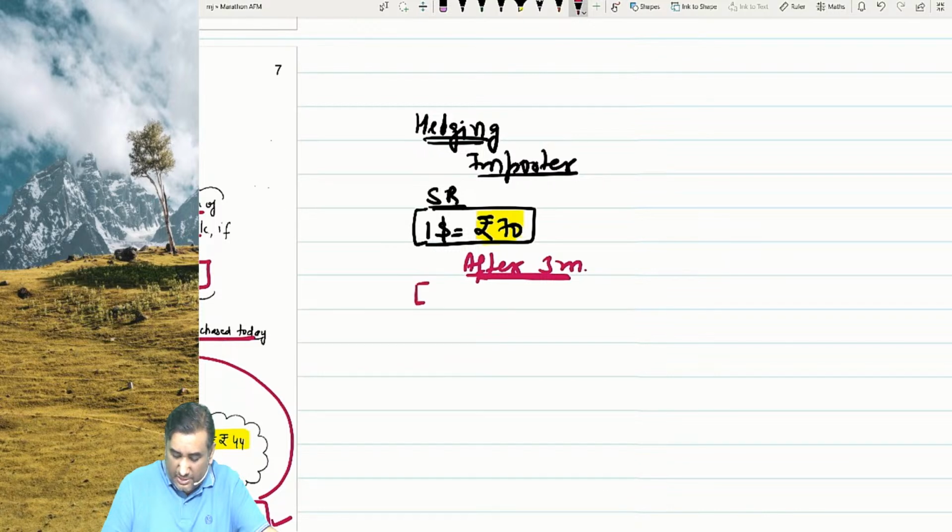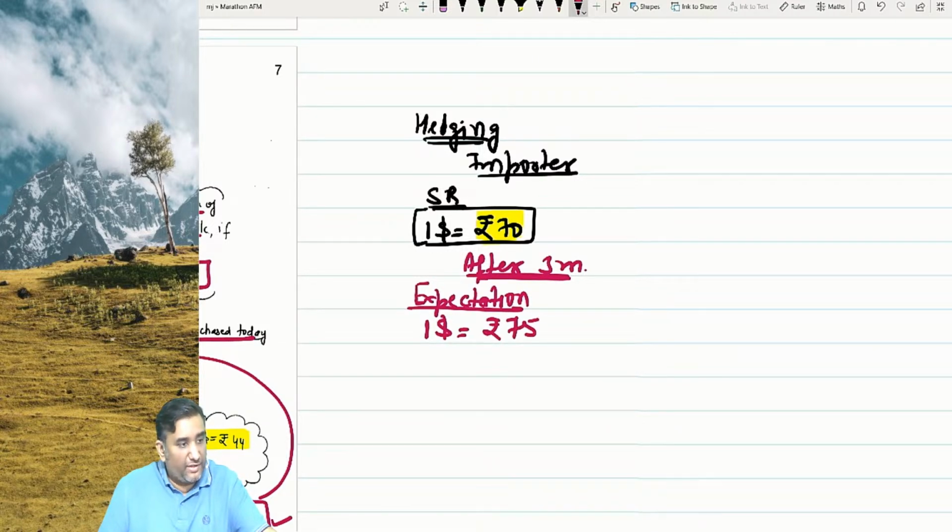Expectation is $1 can become 75. So basically, if today he is making a payment, it becomes 70, and if the dollar becomes 75, his rupee outflow will increase.